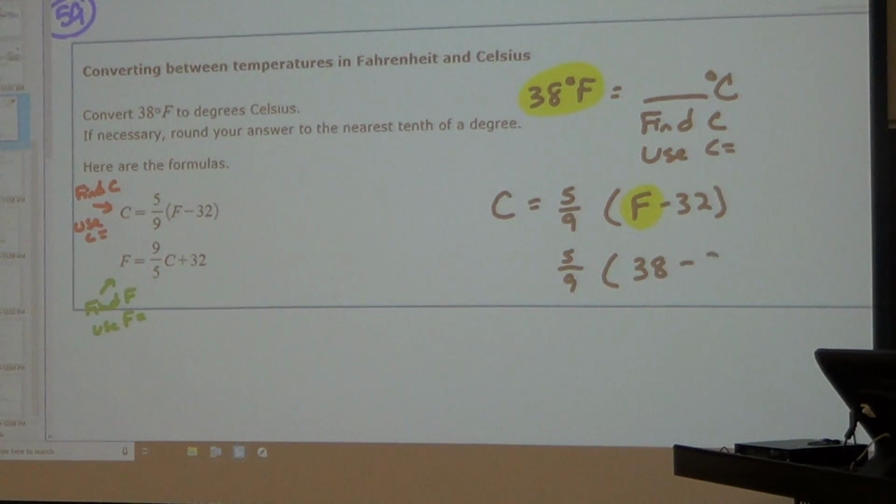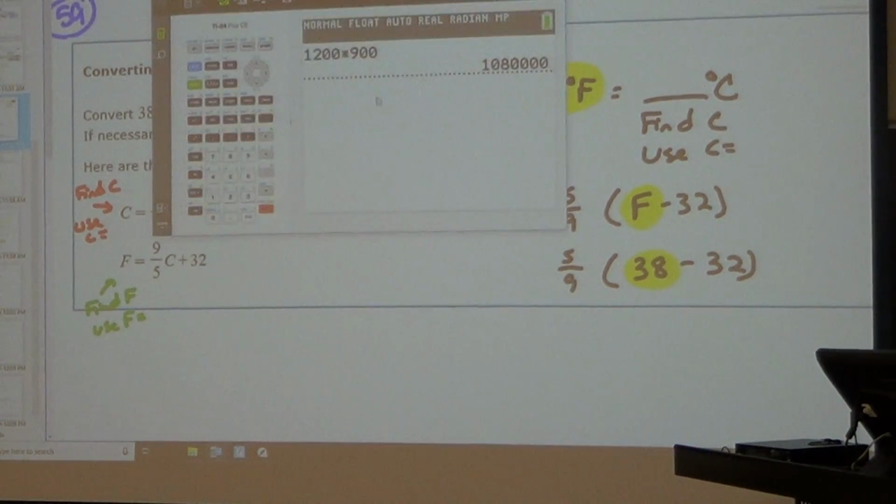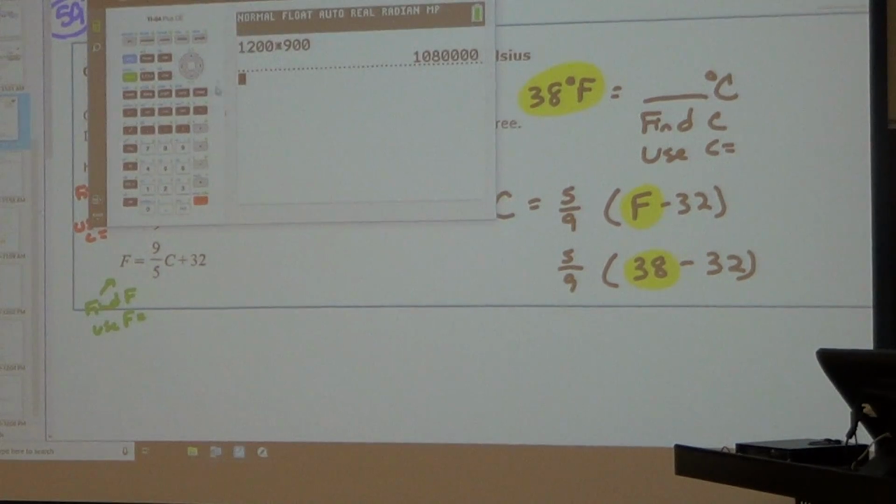Parentheses 38 minus 32. So all I did was plug in the F that they gave me in the problem. Now, when I type it into my calculator, what do I have to do to the 5/9? Five ninths is a fraction. What do I do to all fractions? Wrap it up. So 5/9 gets wrapped up because it's a fraction.